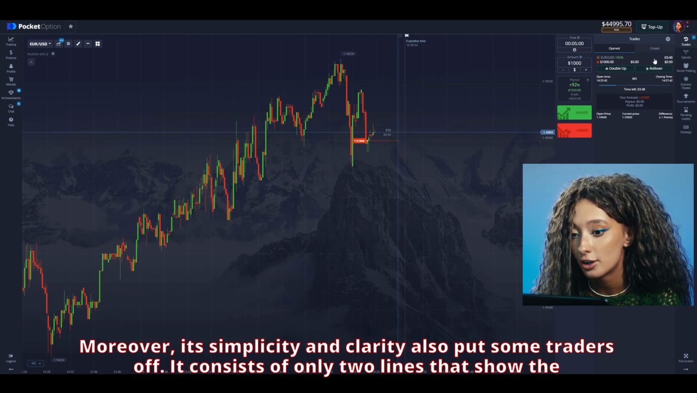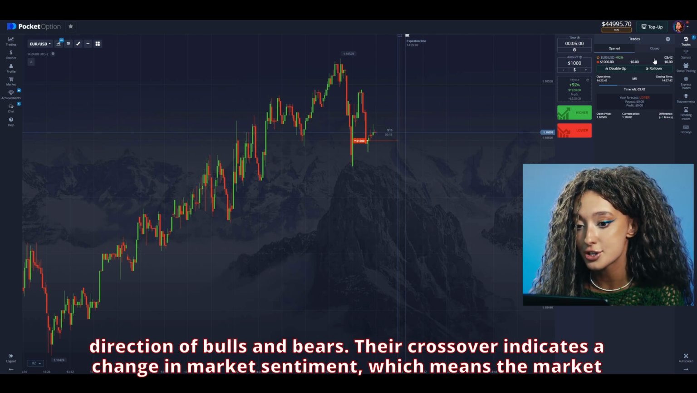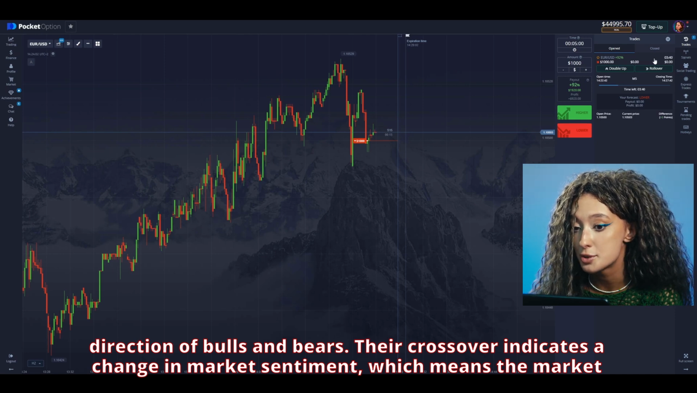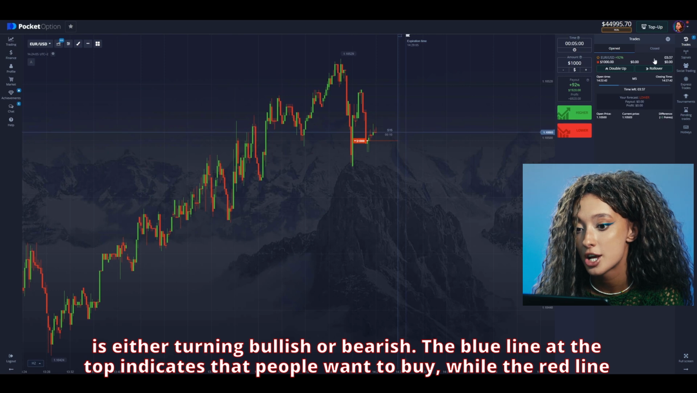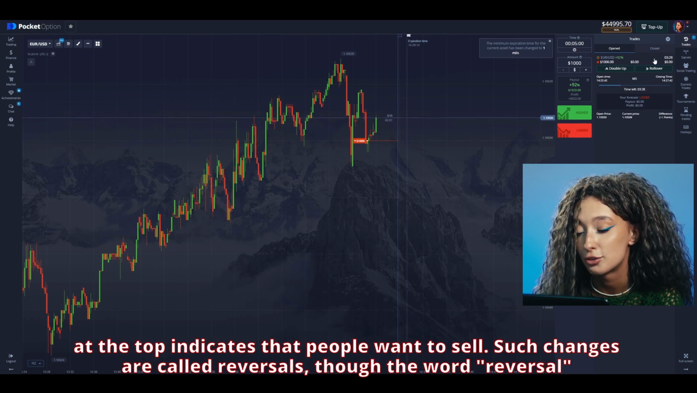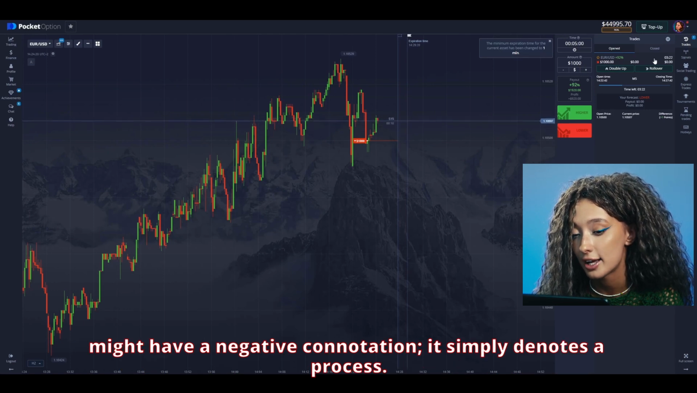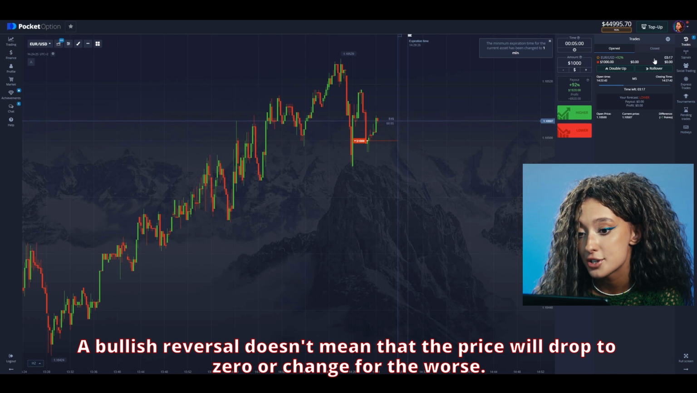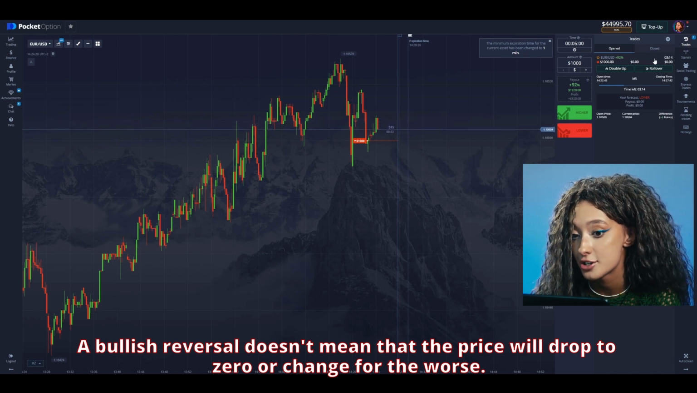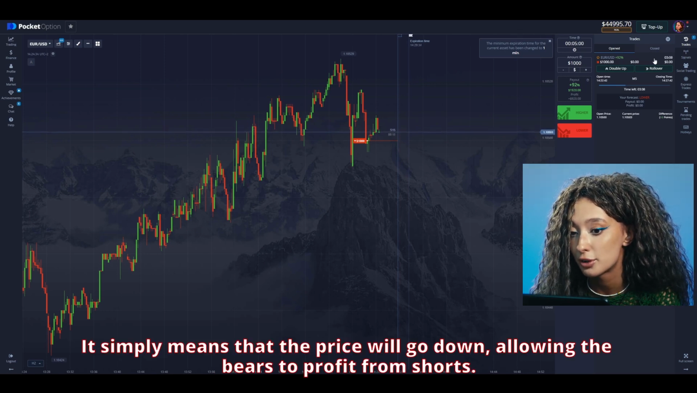It consists of only two lines that show the direction of bulls and bears. Their crossover indicates a change in market sentiment, which means the market either turns bullish or bearish. The blue line at the top indicates that people want to buy, while the red line at the top indicates that people want to sell. Such changes are called reversals, but the word reversal might have a negative connotation. It simply denotes a process. A bullish reversal does not mean that the price will drop or change for the worse. It simply means that the price will go down, allowing the bears to profit from shorts.